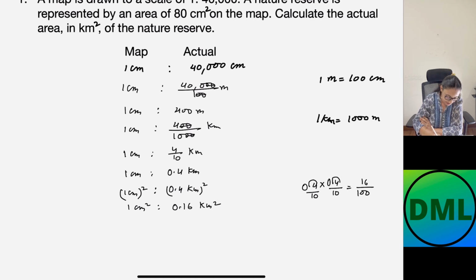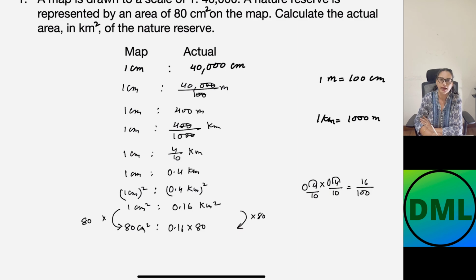I have to calculate the answer for 80 centimeter squared. Let's write down here 80 centimeter squared. How do you reach from 1 to 80? Which operation are you going to do? Multiplied by 80, right? So the same operation you have to do here also, multiplied by 80. 0.16 multiplied by 80. I have to multiply that. First move this decimal 2 digits to the right. This means that you are writing 100 in the denominator. 1 zero will get cancelled from here and your answer for 80 centimeter squared will be 16 times 8 over 10. I have to multiply 16 times 8.